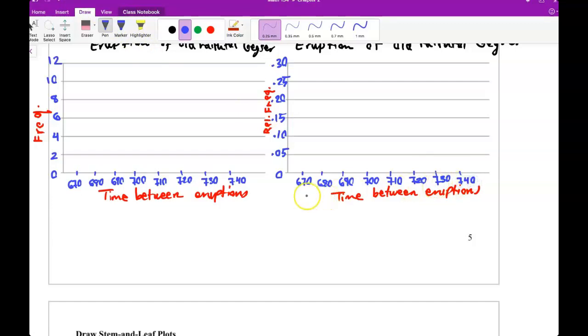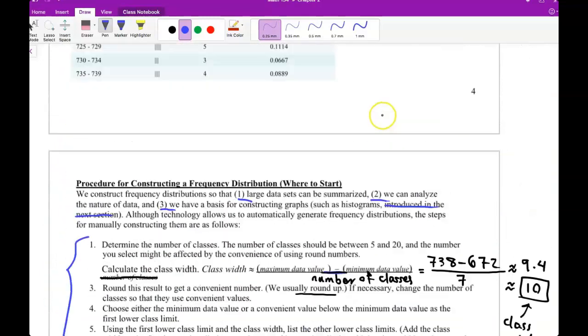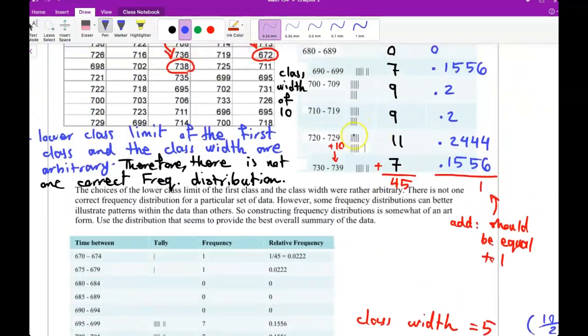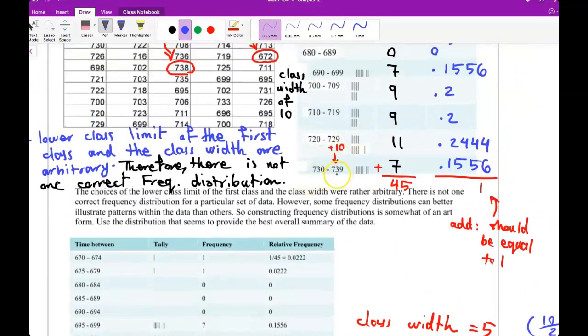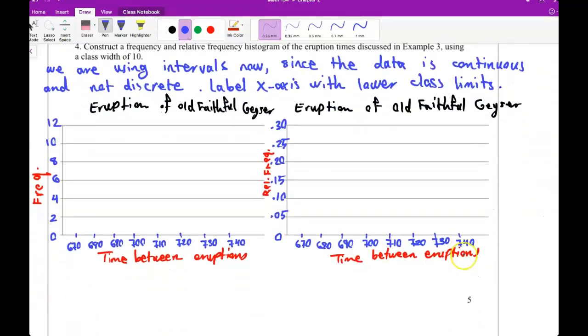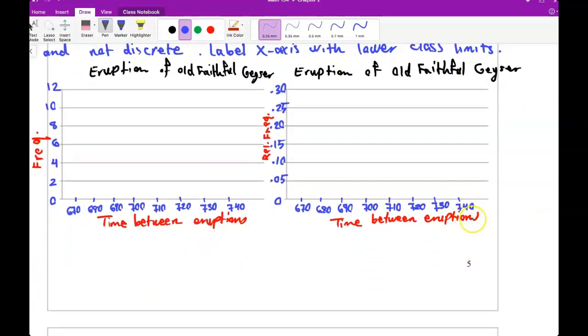Okay, so we have all these lower limits, and this one is not a lower limit. This is an upper limit, because the lower limit here was 730, then after that we have 739.9999, which is approximately equal to 740. That's why in the final part we have 740.